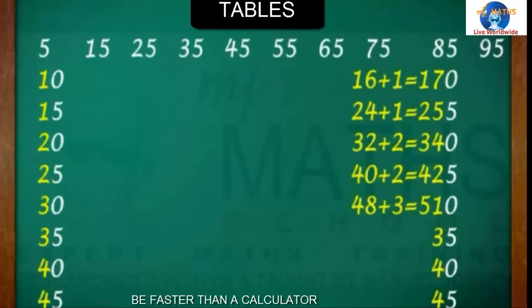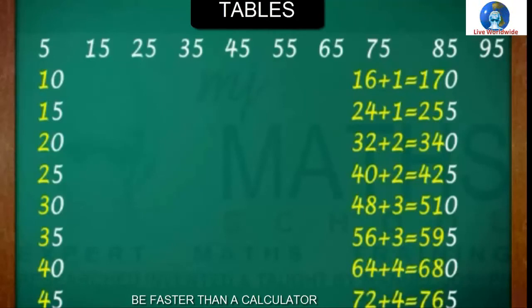48 plus 3 is equal to 51. 56 plus 3 is equal to 59. 64 plus 4 is equal to 68. 72 plus 4 is equal to 76.